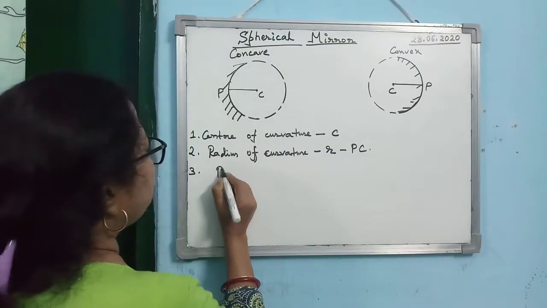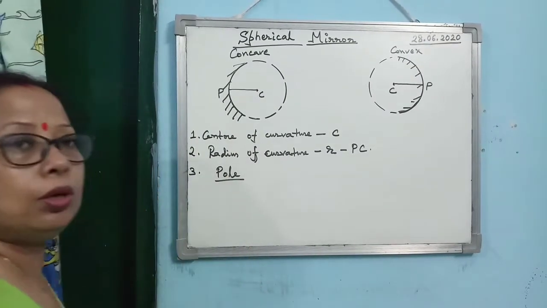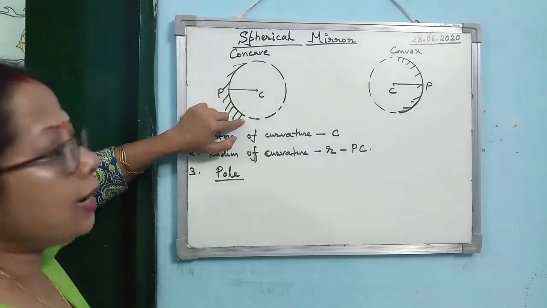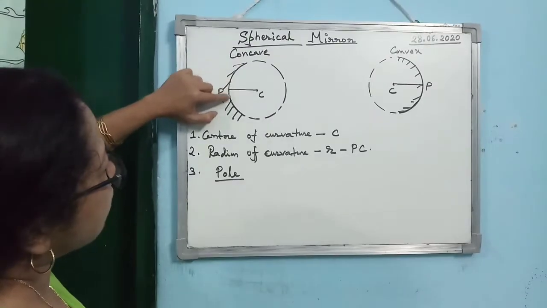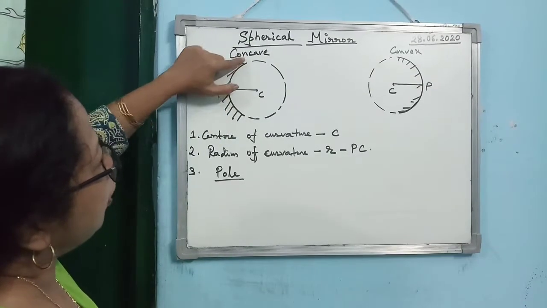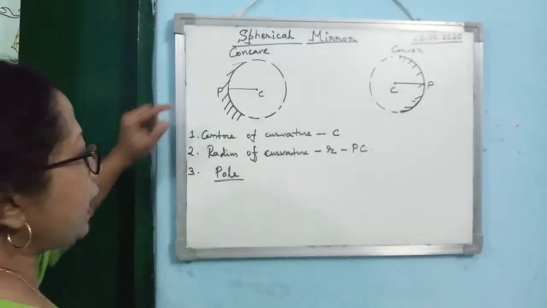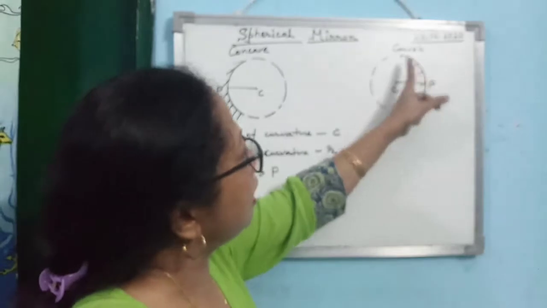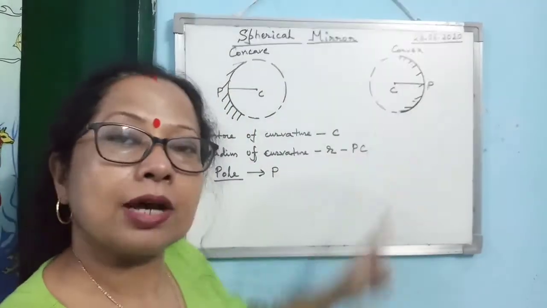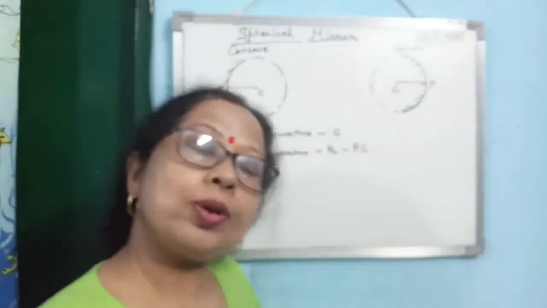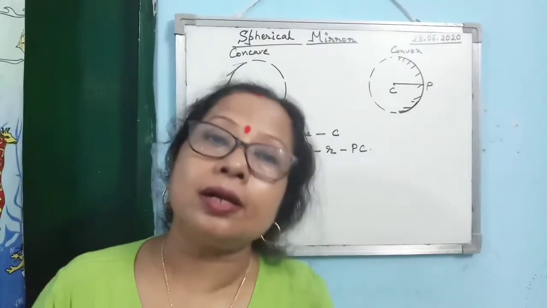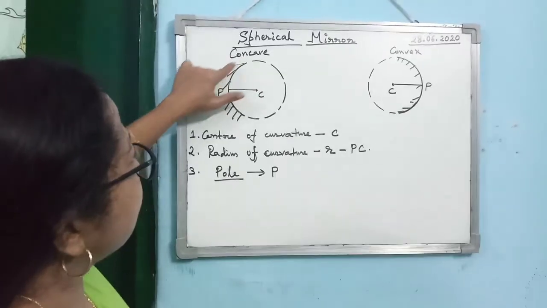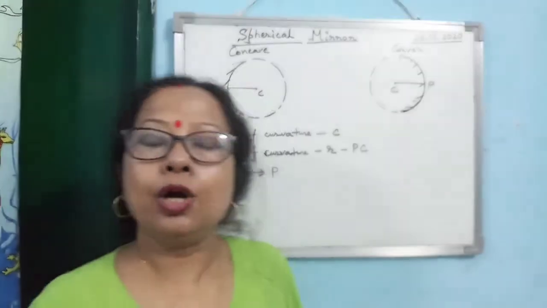The next one is pole. This is an important concept, pole. What is pole? The midpoint of the reflecting surface. Alright, here you see, this is the reflecting surface. Now, P is the midpoint of the reflecting surface. Okay, so this is known as the pole. Or we say this way also sometimes, geometric center of the reflecting surface. And the simple meaning is the midpoint of the reflecting surface is known as the pole.